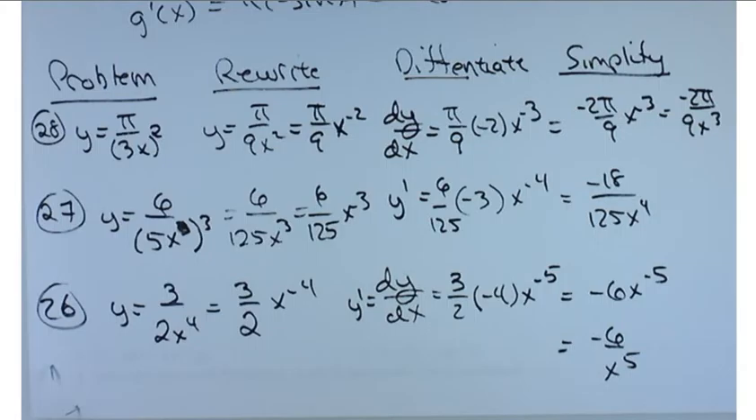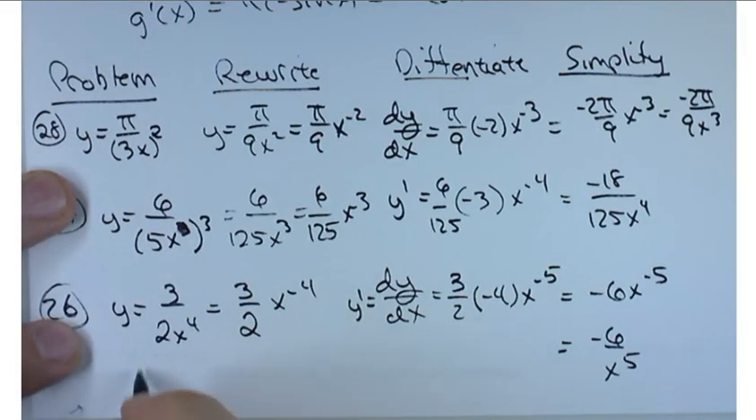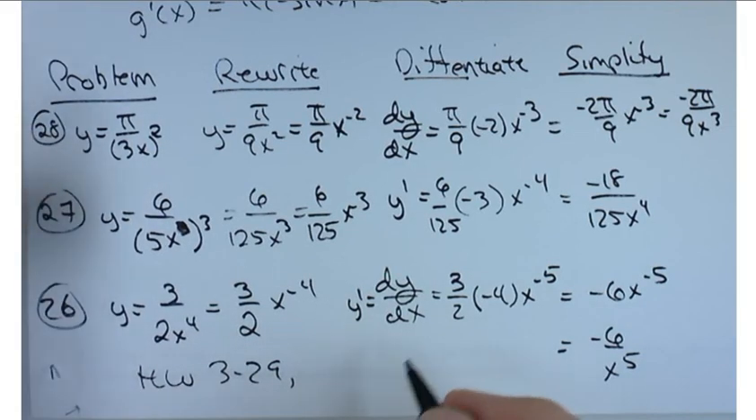Any wrap-up thoughts on those last three there? Okay, let's give you some homework and get you on your way. For homework, let's try 3 through 29. So that's section 3.2. We'll do more next time. 3 through 29. You have a test a week from today.